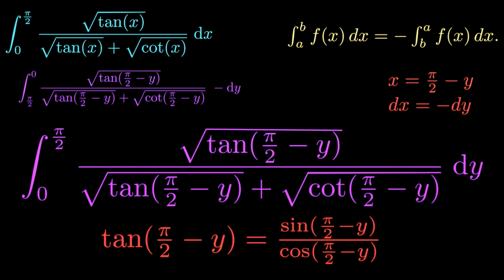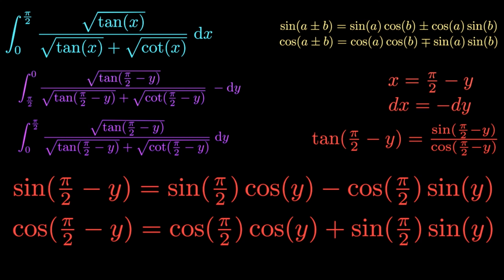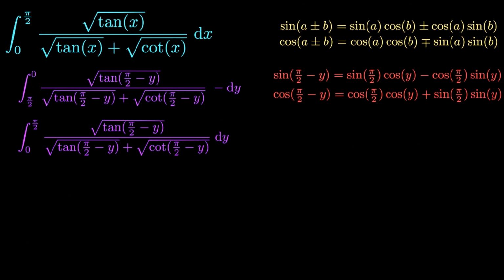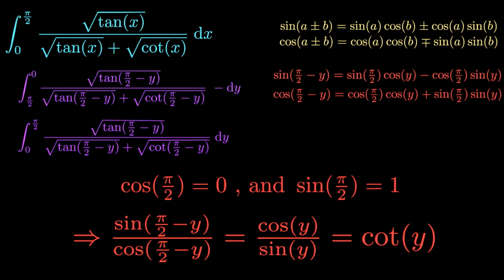Now we can rewrite tangent of pi over 2 minus y as sine of pi over 2 minus y divided by cosine of pi over 2 minus y. And using the following trigonometric identities, we can rewrite sine of pi over 2 minus y as sine of pi over 2 times cosine of y minus cosine of pi over 2 times sine of y, and cosine of pi over 2 minus y is cosine of pi over 2 times cosine of y plus sine of pi over 2 times sine of y. Remember, cosine of pi over 2 is 0 and sine of pi over 2 is equal to 1. So we have sine of pi over 2 minus y divided by cosine of pi over 2 minus y is equal to cosine of y divided by sine of y, which we know is just equal to cotangent of y.